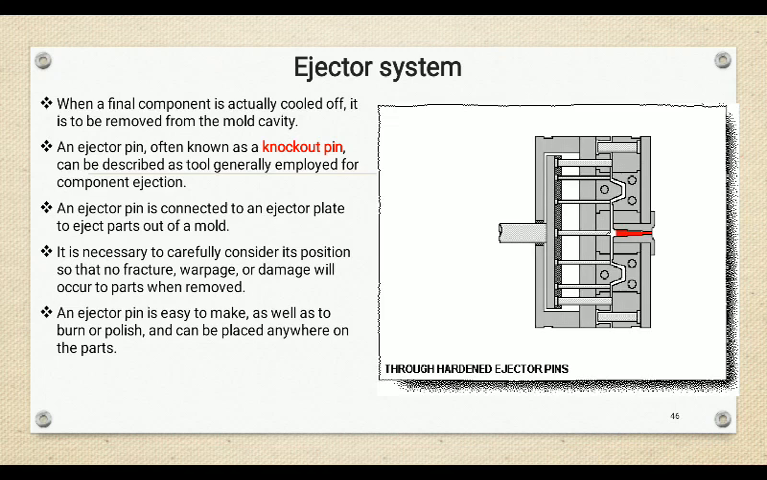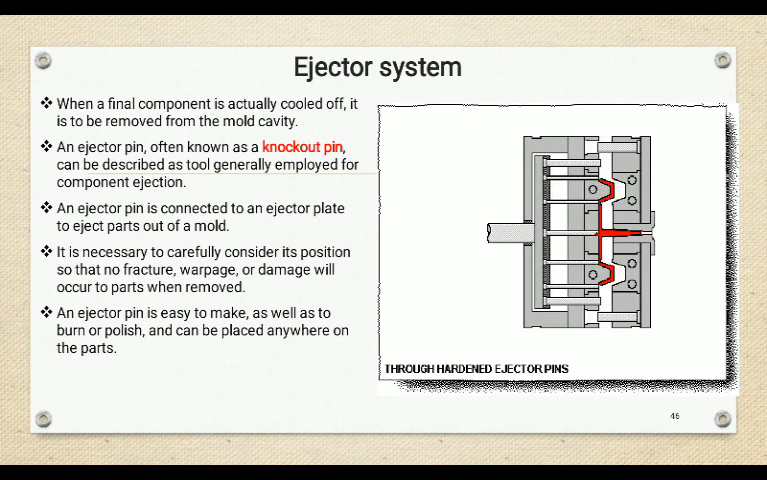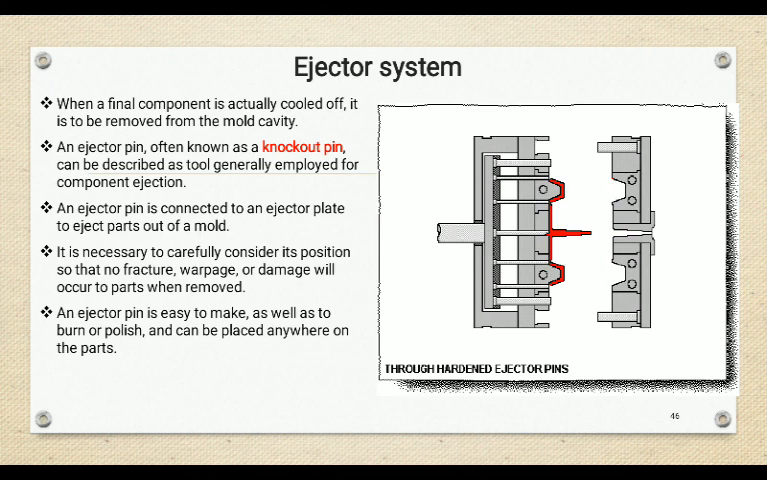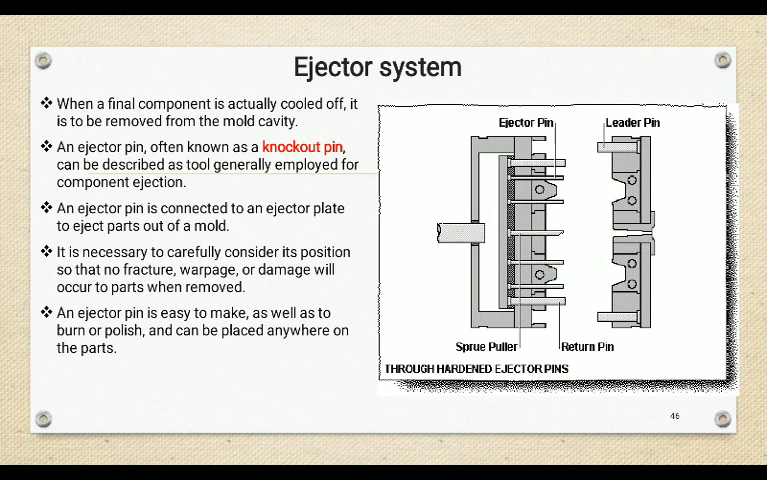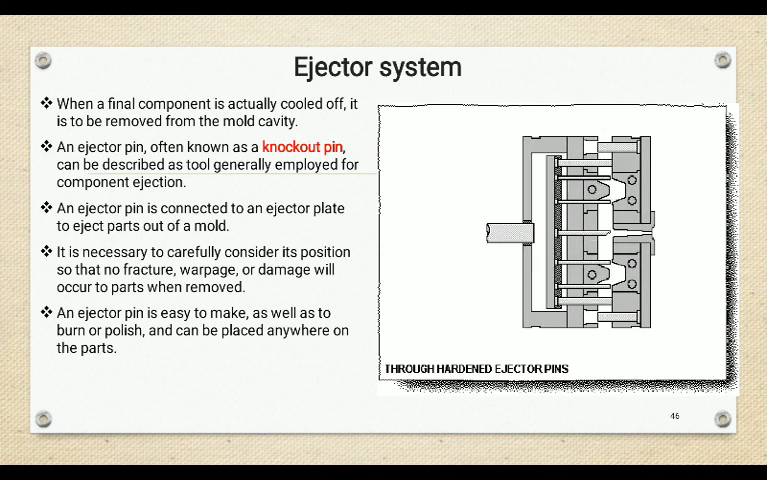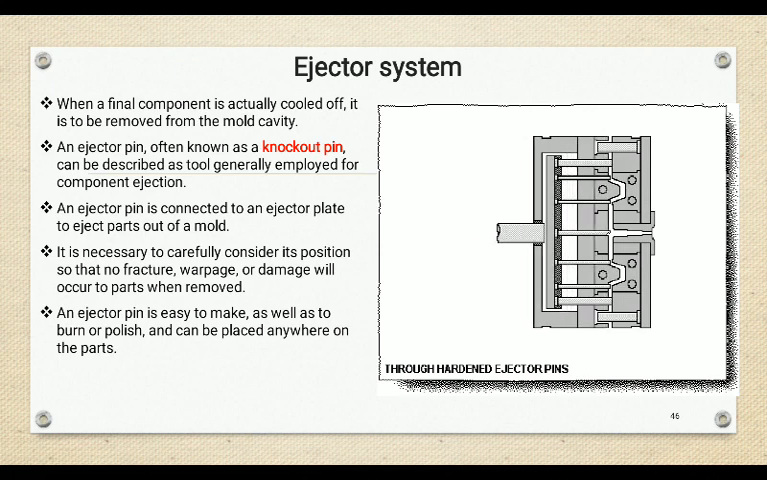In this video, we will study the ejection system used in the injection molding machine. The ejection system is used to withdraw the molded product from the mold cavity. When the final component is completely cooled and solidified properly, it is to be withdrawn from the mold cavity. This removal of the product is carried out with the help of the ejector system.